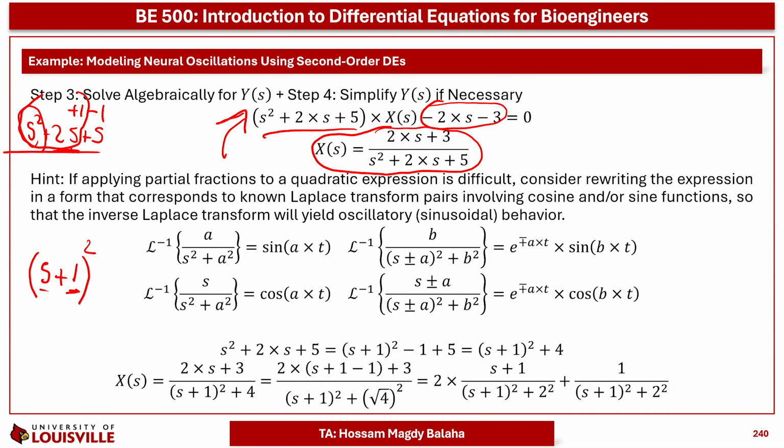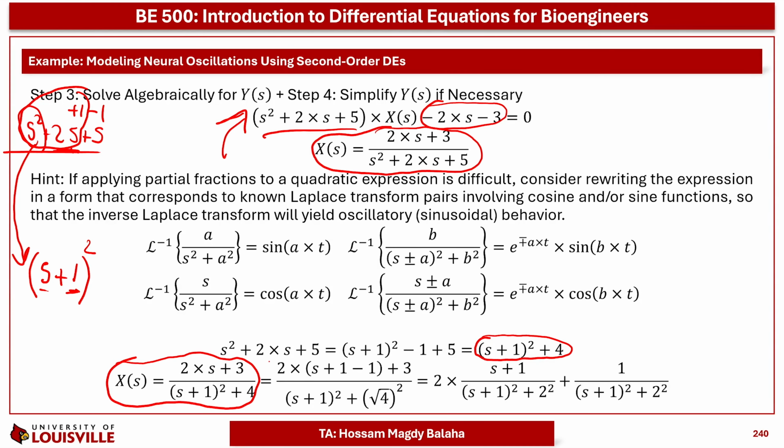So this part will be converted like here, and 5 minus 1 will be 4. So the final denominator should be like that, (s + 1)^2 + 4. Now we have X(s) like that. We need to manipulate the numerator to be in this form.